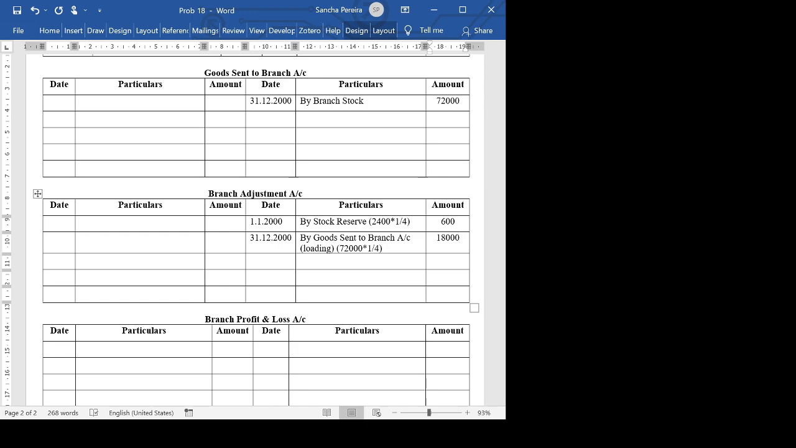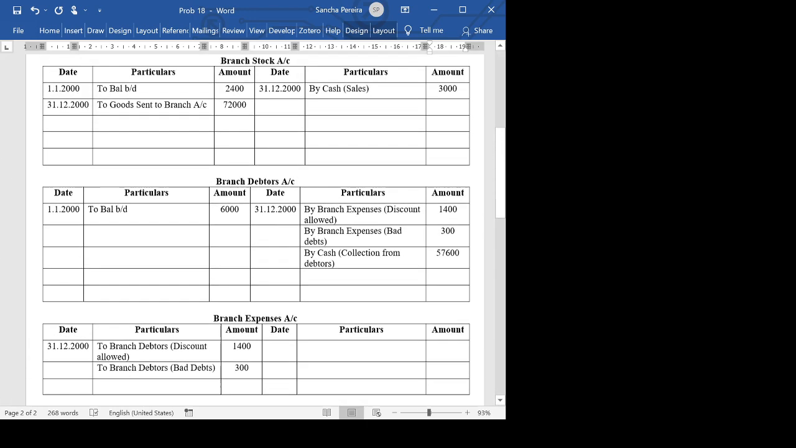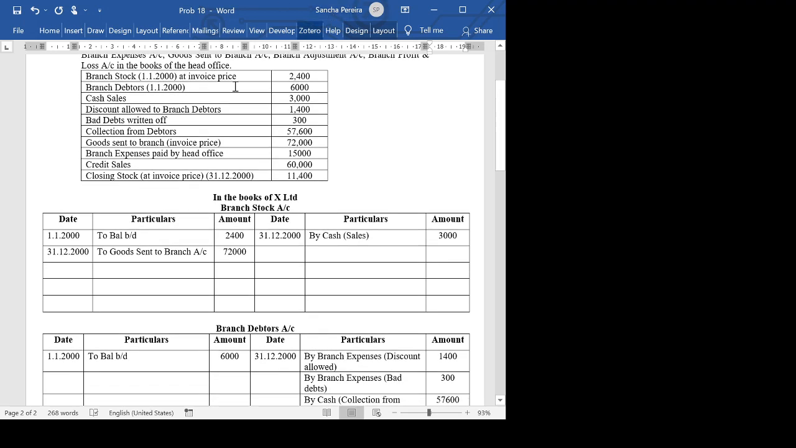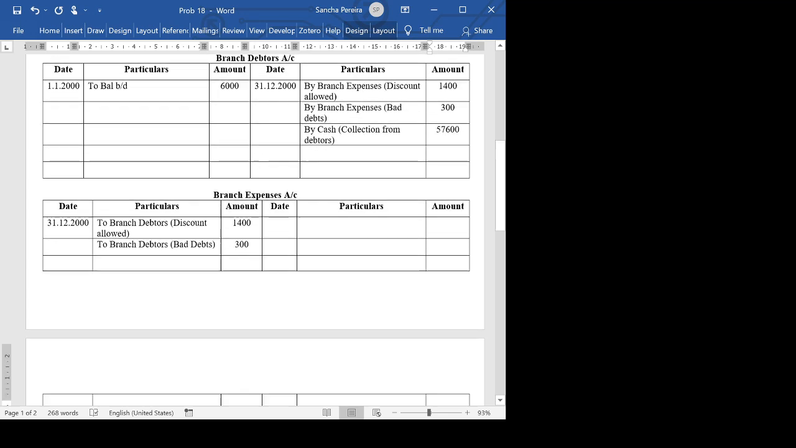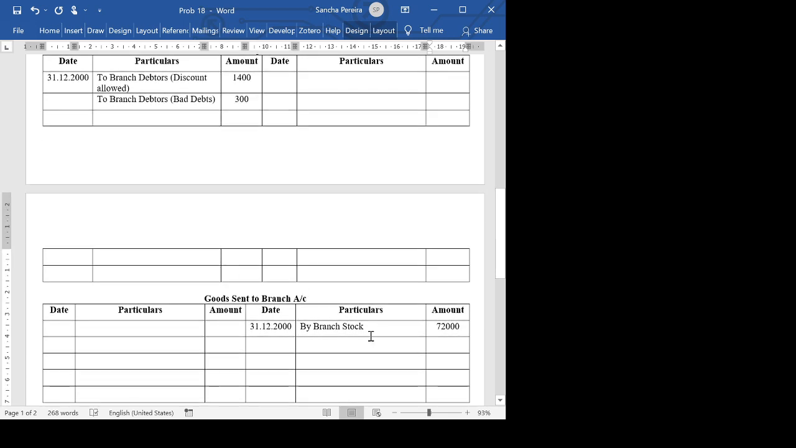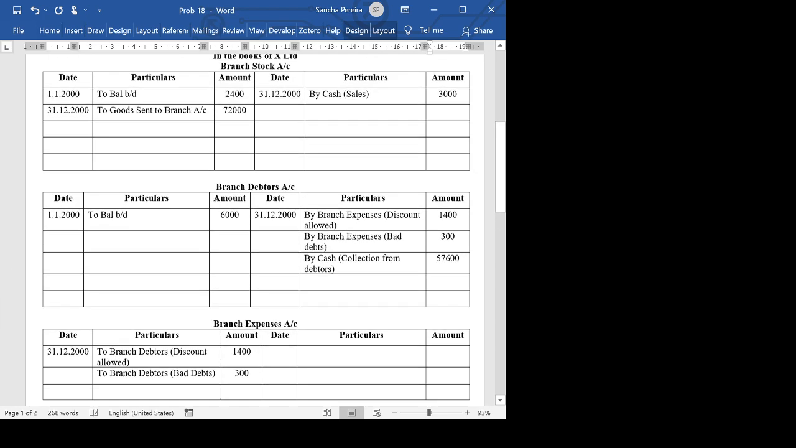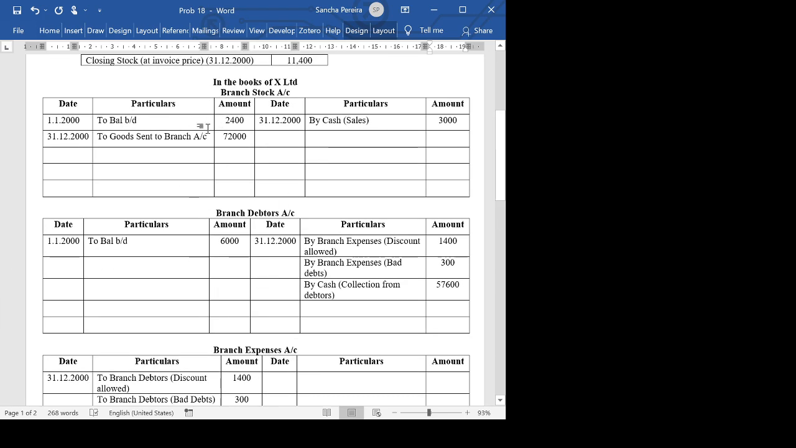I hope everyone has understood this. Let me do this transaction again. The transaction was goods sent to branch. Since it is connected with stock coming in, we show it as to goods sent to branch account, and in the goods sent to branch account we will have by branch stock. In some problems they don't ask you to prepare the goods sent to branch account, so at that time you just have to show it here as to goods sent to branch itself.